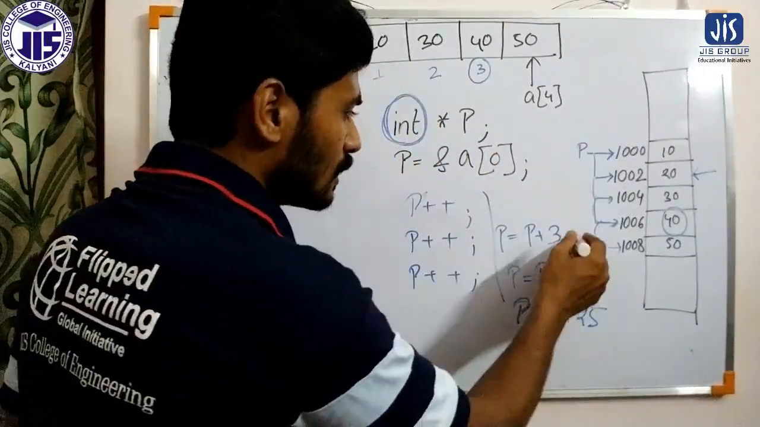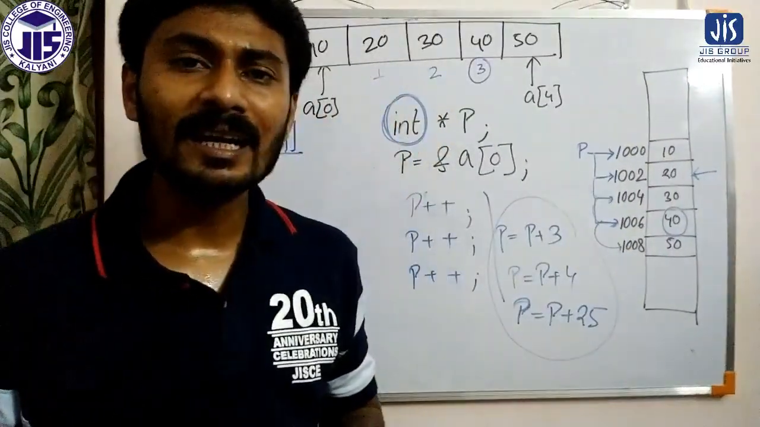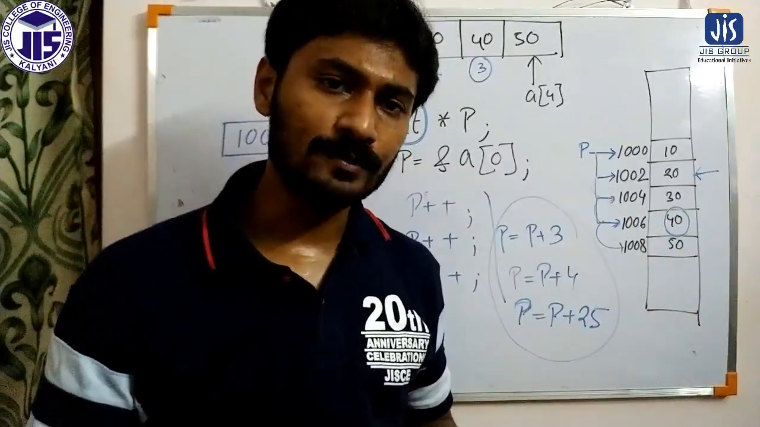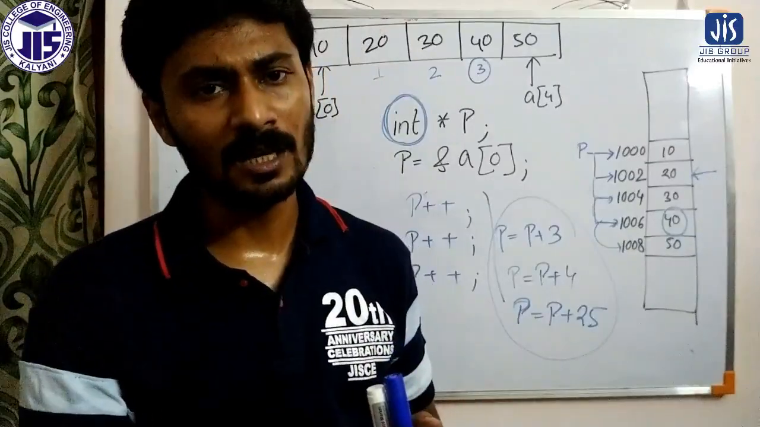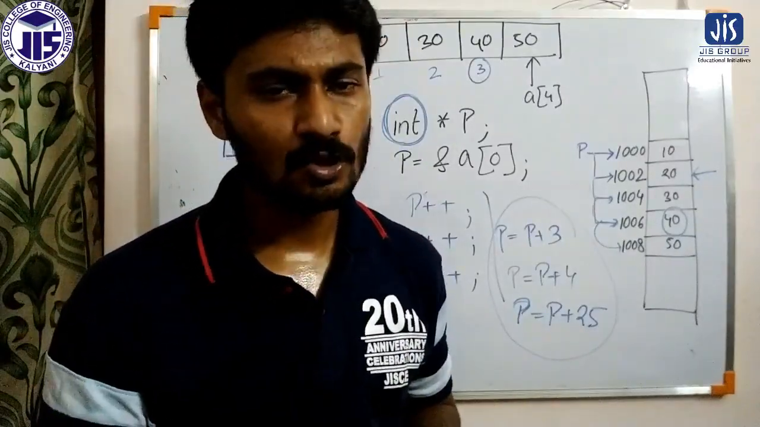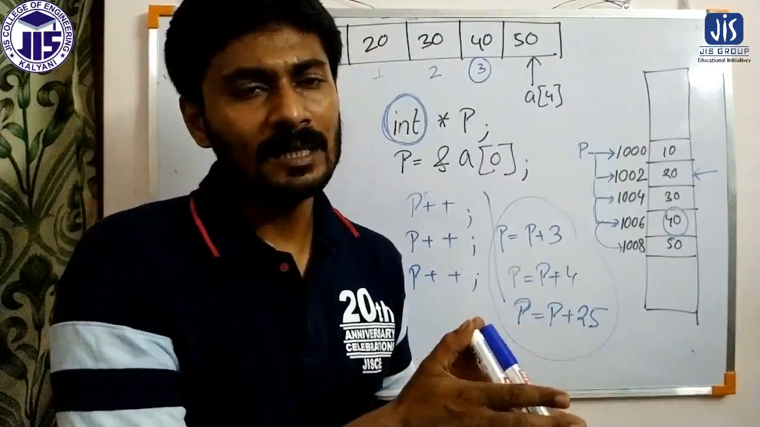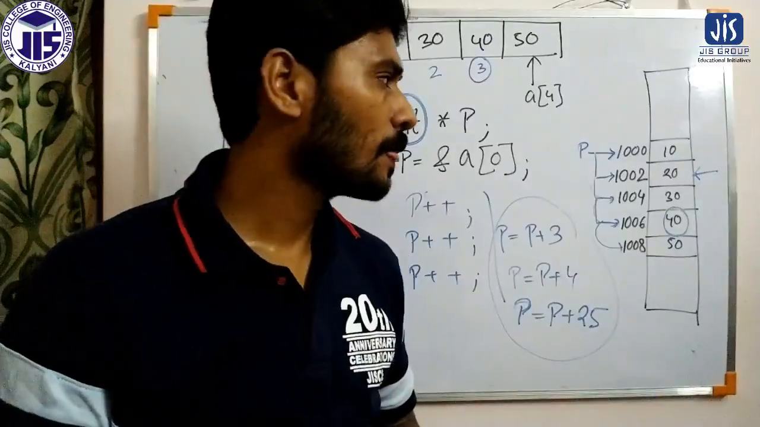So just by using this logic, we can address or indicate any element of the array by using a simple increment operation on the pointer variable. That is the way we can store a complete array into a pointer variable, and by using the pointer variable we can access the array.